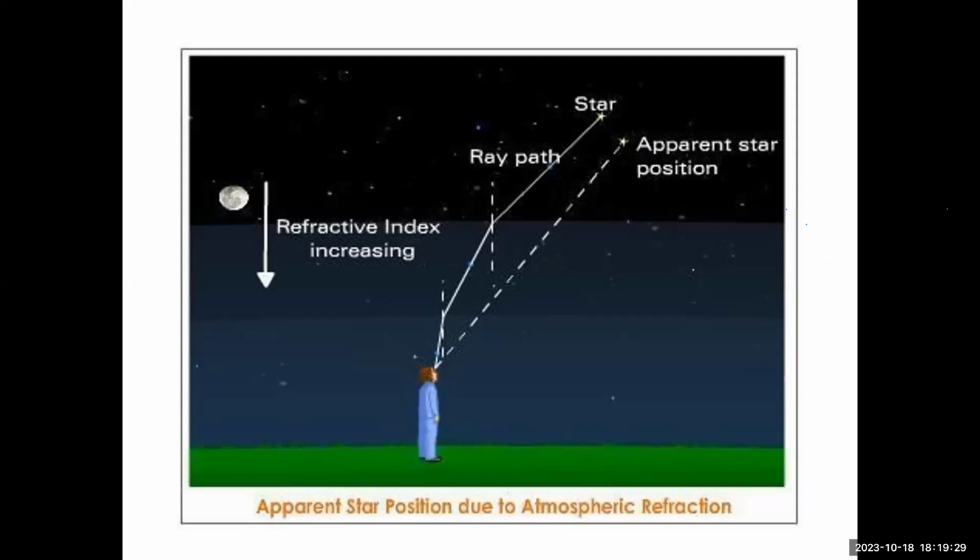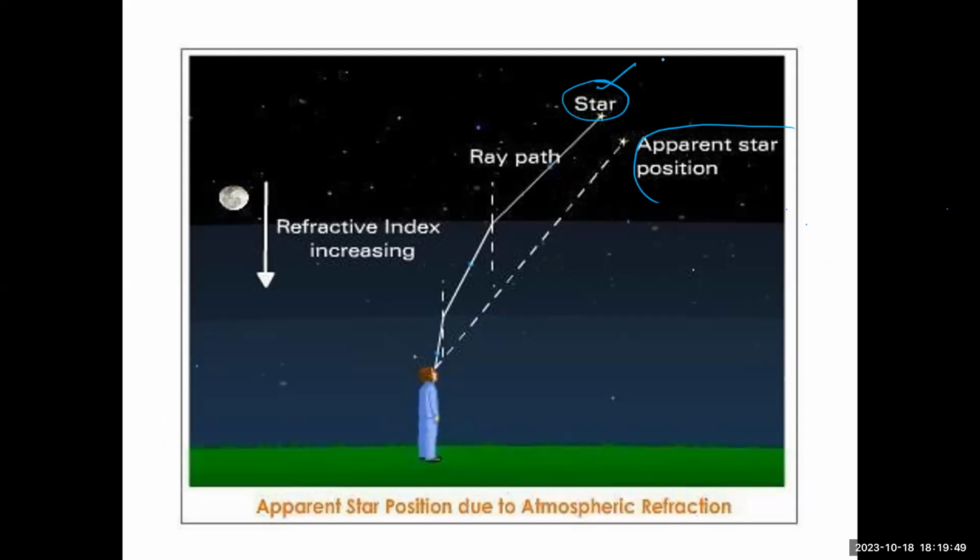Then see, this is what we are talking about. If a person is standing over here, this is the star's actual position. This is called the real position, and this is the apparent position. If a person is standing over here, he thinks the star is over here. It's an apparent position, but the real position will be, this is the real position.